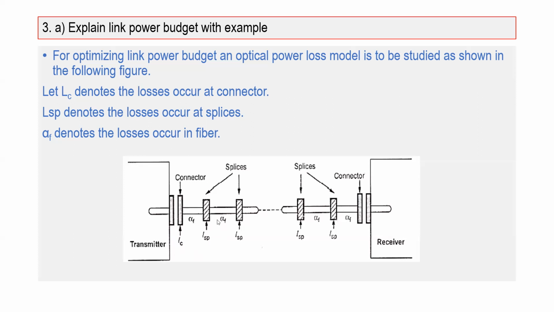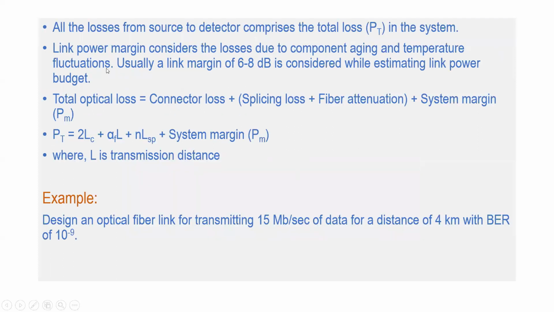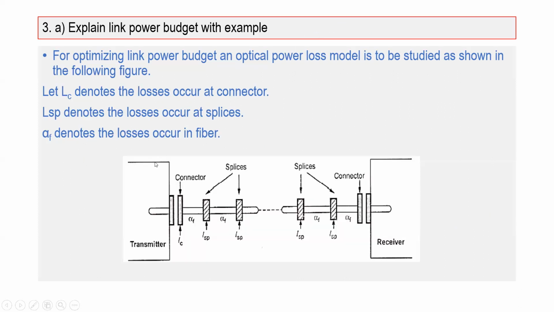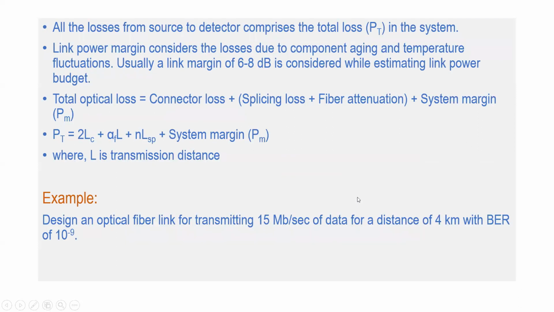Now between these splices, there is a fiber and this fiber will have attenuation, which is denoted using alpha suffix F. Next, let LC denote the losses occurring at the connector and LSP denote the losses occurring at the splices. Alpha F denotes the losses occurring in the fiber. Now, all the losses from source to detector comprise the total loss. Here you can observe that from the source to the detector, all the losses constitute a total value, which is considered as total loss or power lost.